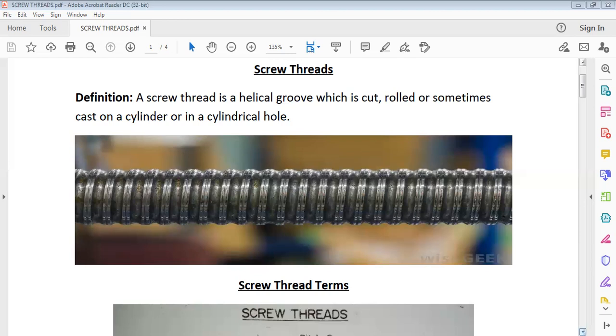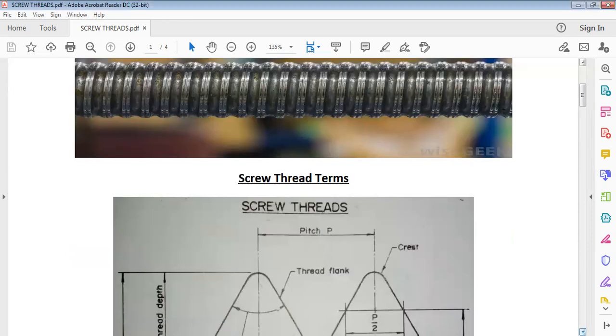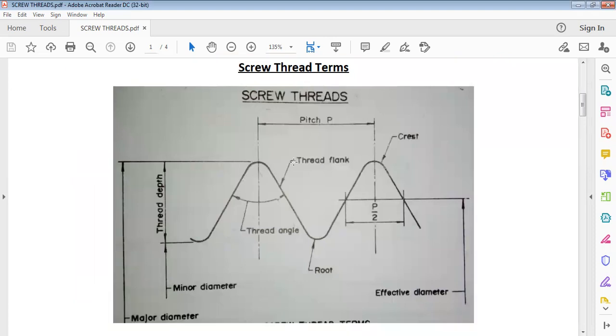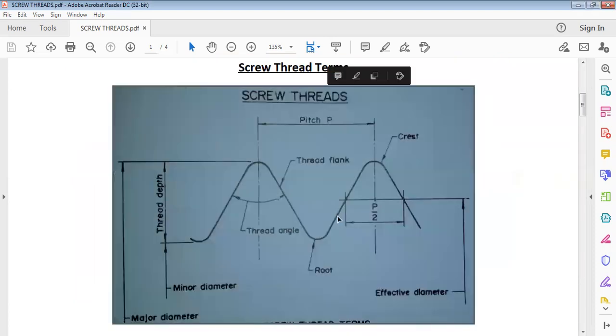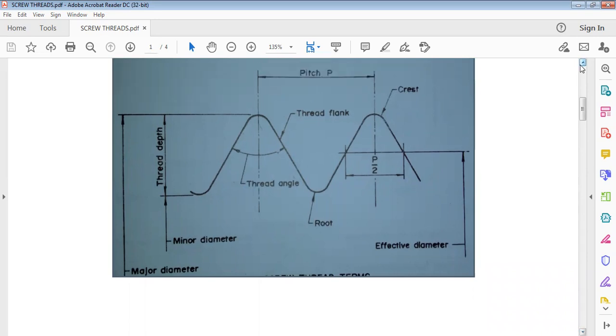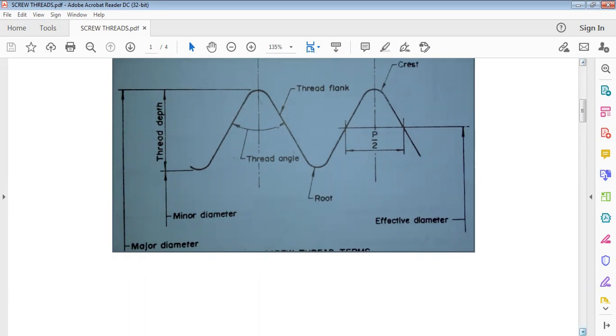Then screw thread terms, very, very important. You need to pay attention to screw thread terms. Among the terms that we use in screw thread, this is a typical screw thread, and the terms are written on it. So we have the pitch, the thread flank, the crest, the thread depth, the thread angle, the root, the effective diameter, the major diameter, and the minor diameter. So those are the screw thread terms. I also wrote them down here.